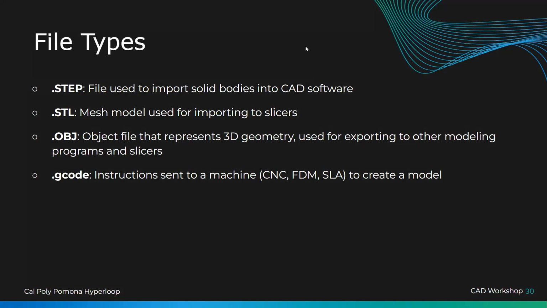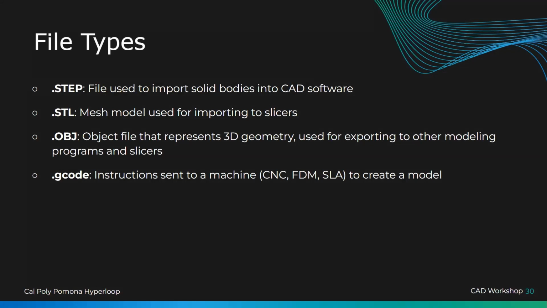File types. I think there's a different way to do this in Fusion. In SolidWorks, you just save it as one of these files. There's a drop-down menu and you can pick a file type to save it as. A STEP file is for importing a CAD model into different software. Like if I make something in SolidWorks and send it to another person who needs to open it in Fusion, I'd use a STEP file.